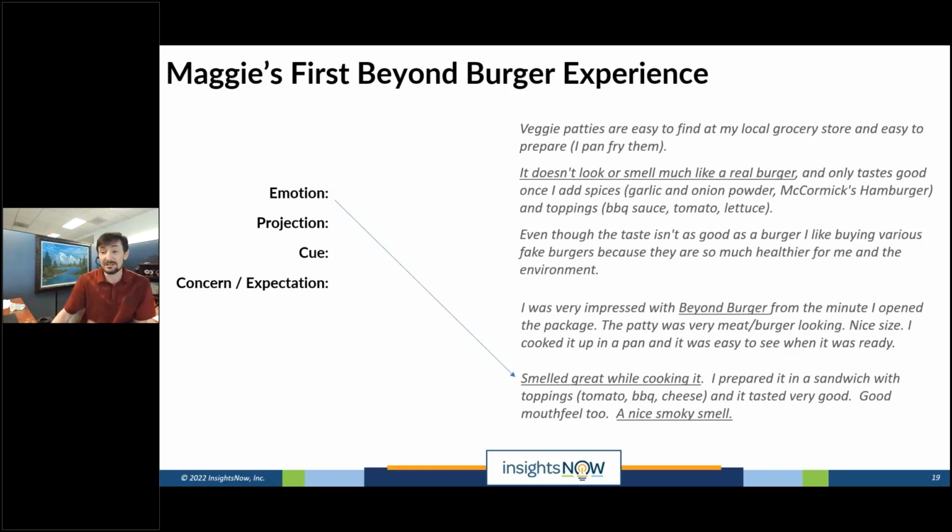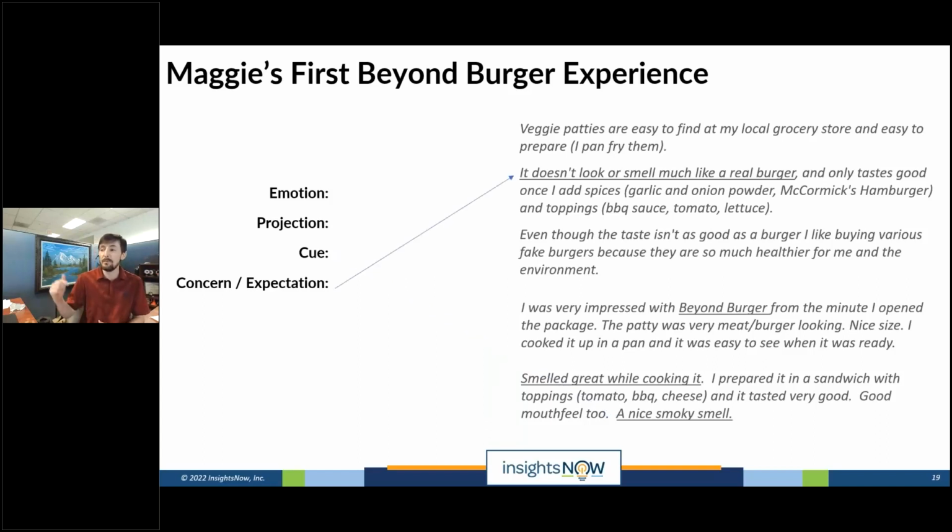So if the emotion is, it smelled great while cooking. Smelling great, okay, what does great mean? Is great liking? What emotion is that? We'll use the wheel to get there. Smelled great while cooking. The projection is the Beyond Burger, very simple. The cue is that it's got a nice smoky smell. So what caused that to smell great? It's the smoky smell. And what cue or concern or expectation is that addressing?